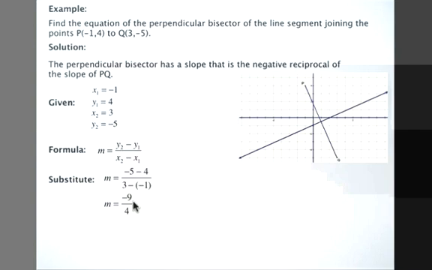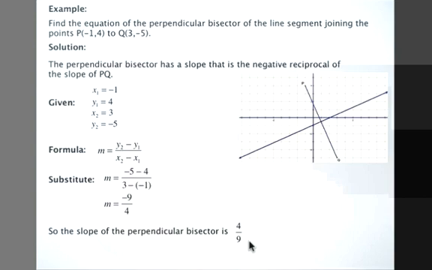-5 minus 4 is -9. 3 subtract -1 is 3 plus 1, so it's 4. So the slope of the perpendicular bisector is the negative reciprocal, so we flip the fraction, take a negative, two negatives make a positive, so the slope of our perpendicular bisector is 4 over 9.